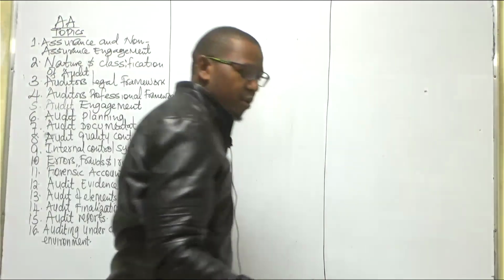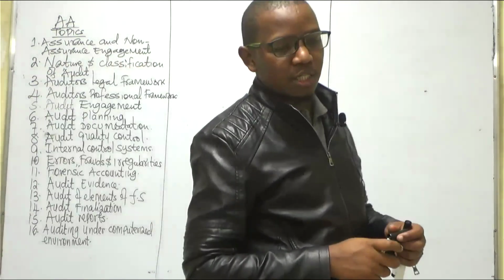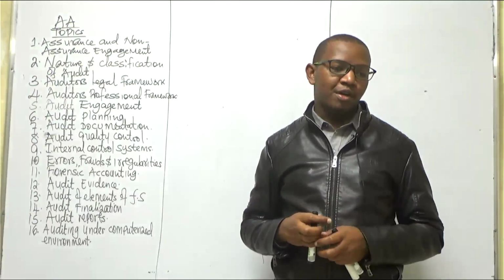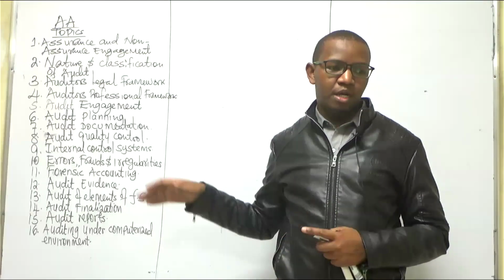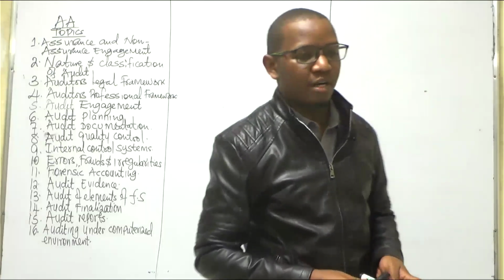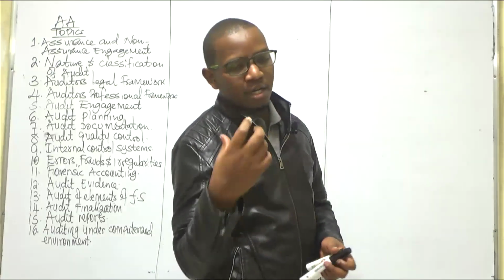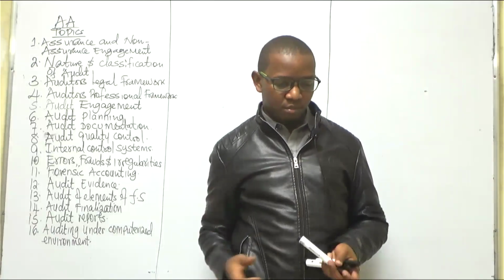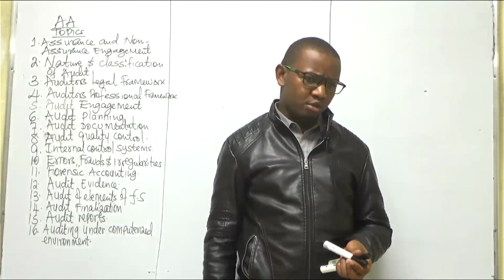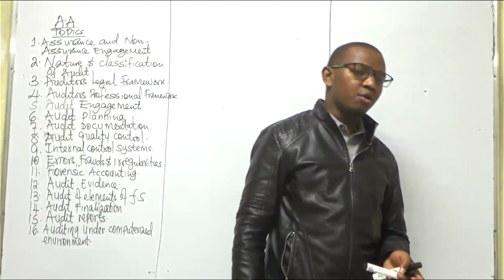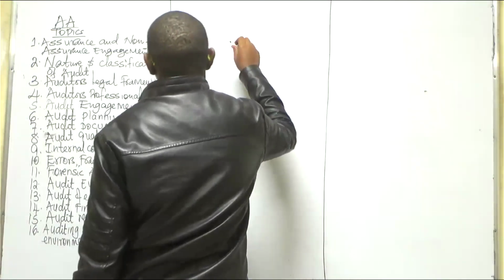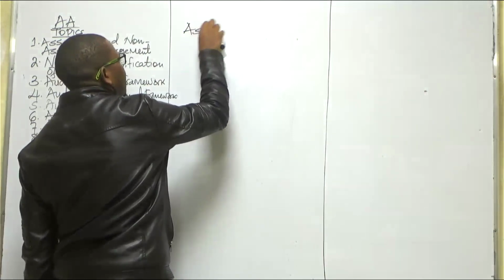And I'm going to be a little bit fast, but just in case I'm going too fast, you can let me know. I want to make sure that before the end of the 2 months, we have already covered everything. And as I do the topics, we'll be going through the questions, so you know how the question may be asked. So I want to begin with the first topic, which is assurance and non-assurance engagements.